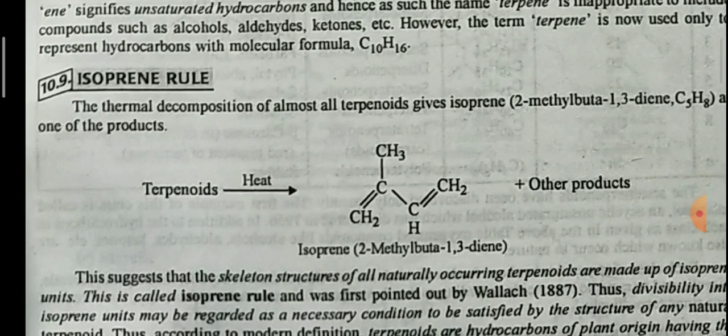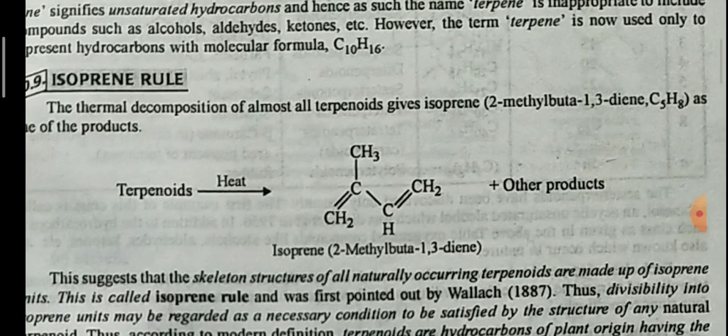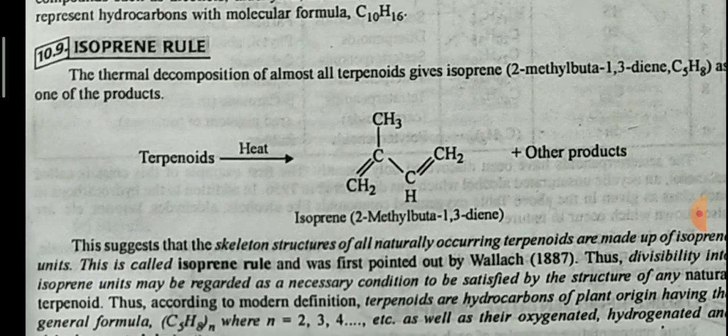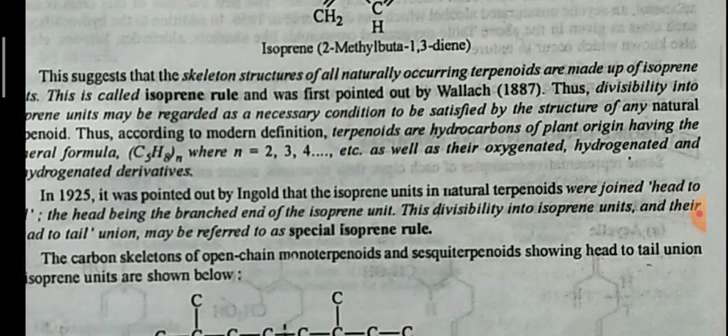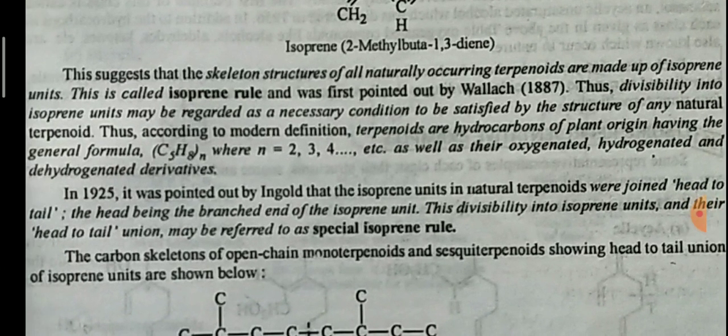Isoprene rule. The thermal decomposition of almost all terpenoids gives isoprene, 2-methyl-buta-1,3-diene, C5H8, as one of the products. This suggests that the skeletal structure of all naturally occurring terpenoids is made up of isoprene units. This is called the isoprene rule and was first pointed out by Wallach in 1887.